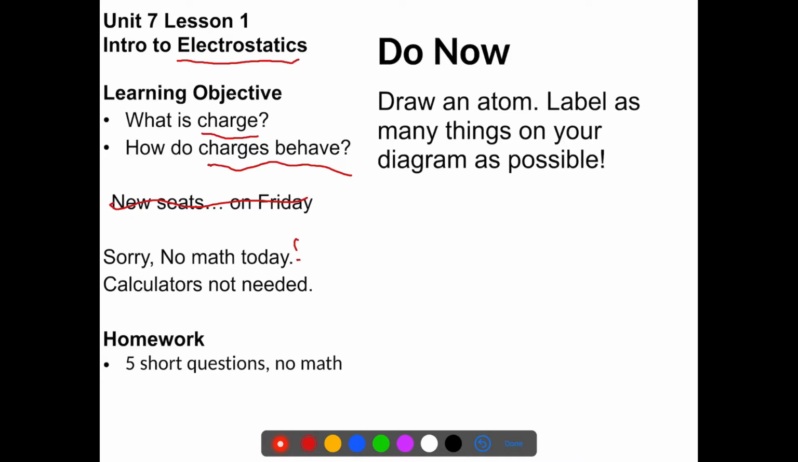So what I'm asking here on the do now is I want you to draw an atom. Sorry, I have a very loud cat today. Label as many things as you can. Do you remember ever learning about what is in an atom?